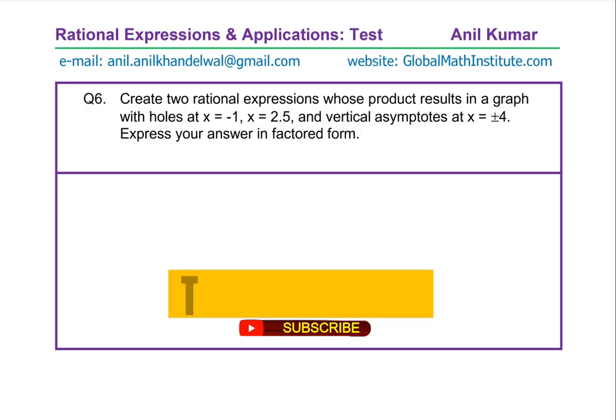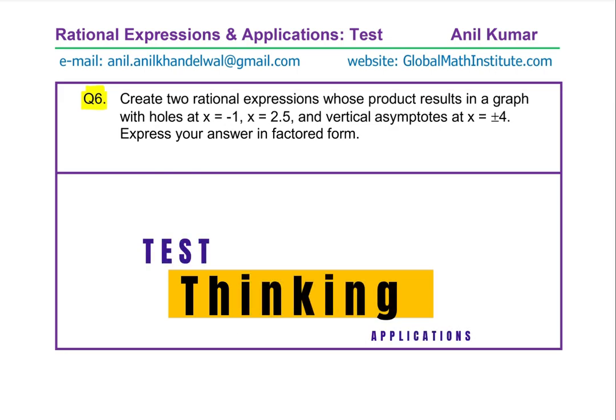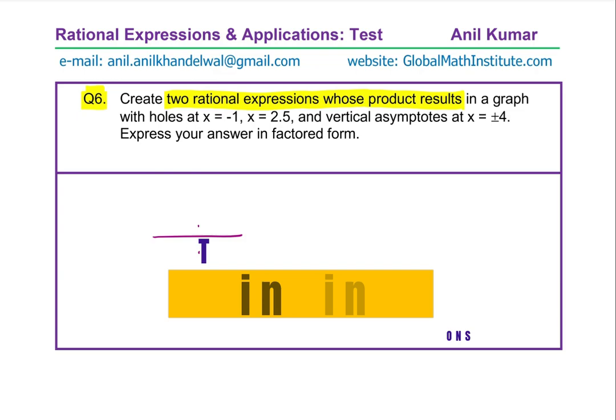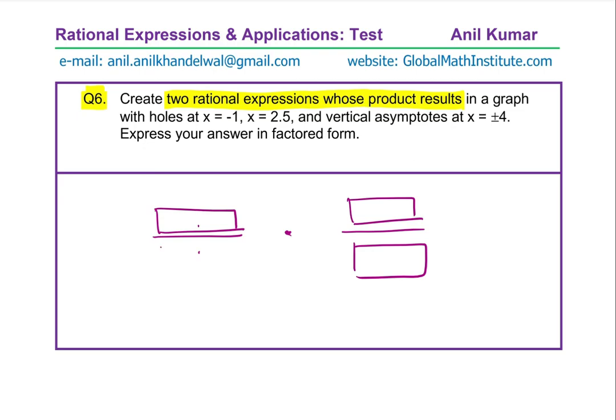So this is a thinking question. I'd like you to read this once again, try to understand, and note down the information required. We really want 2 rational expressions whose product gives this. So separately write down the 2 rational expressions, and then provide the solution. Clear?